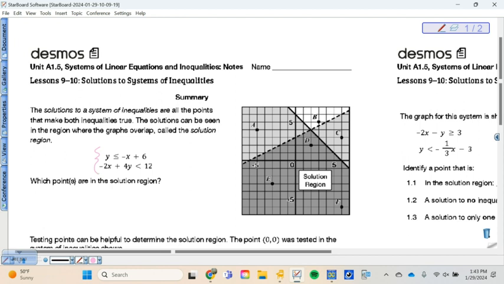So can you please write that down? Which points are in the solution? A, B, C, D, E, or F? Write them down on that paper. You can see it on your paper as well.